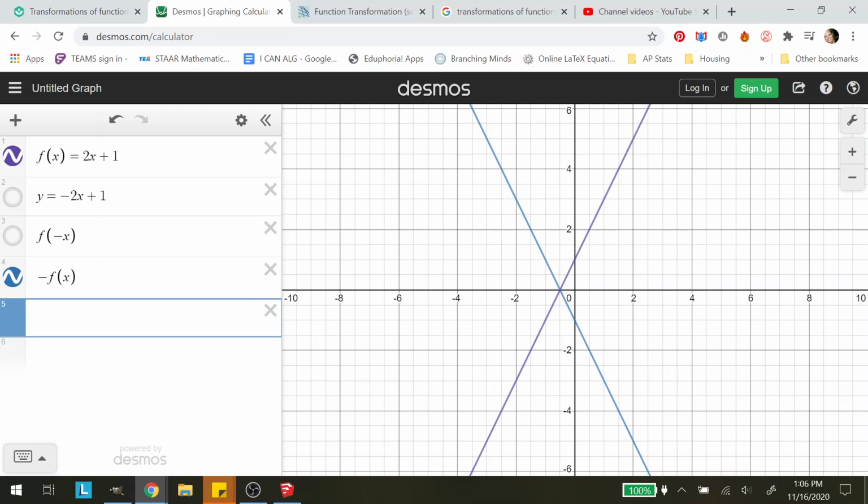To make it a little bit easier, we can also graph the equation where we flip all the signs. It's the same thing. All of that is the same.